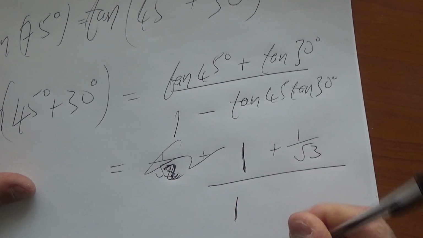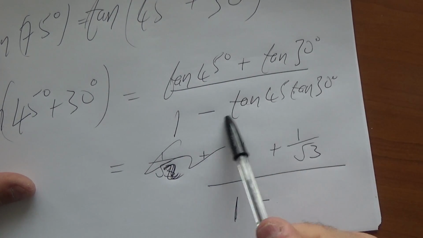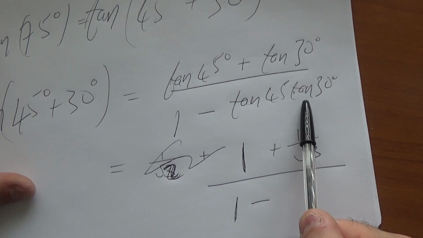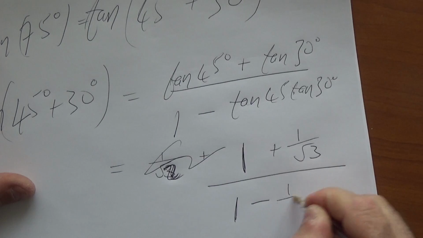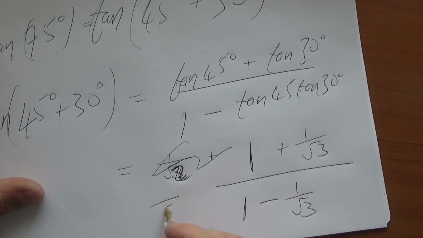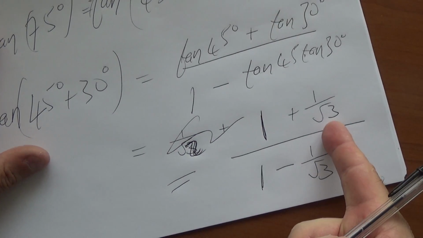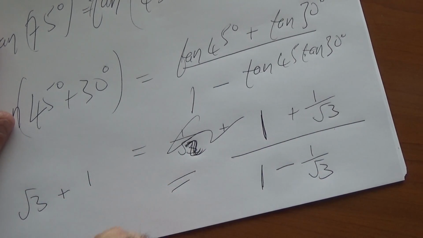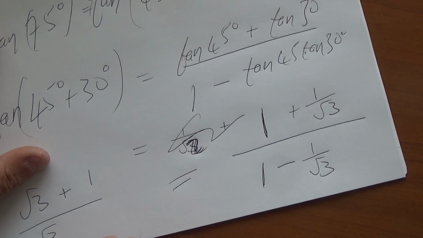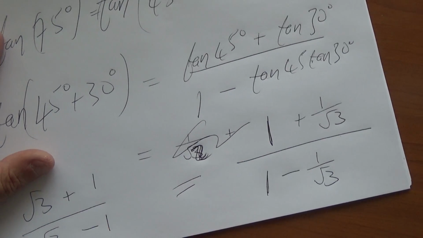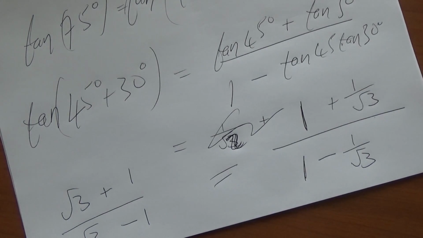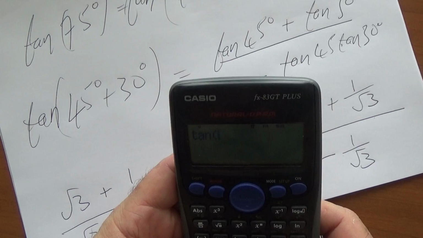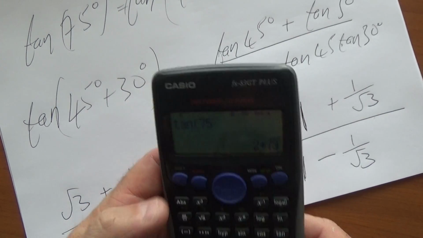1 is still 1. Minus 1, you can leave it out when it's part of a product. And the tan of 30 is 1 over root 3. So I'm going to tidy it up by multiplying across by root 3. So root 3 plus 1 over root 3 minus 1. Okay, and out of curiosity we'll plug the tan of 75 into the calculator and see what it says.